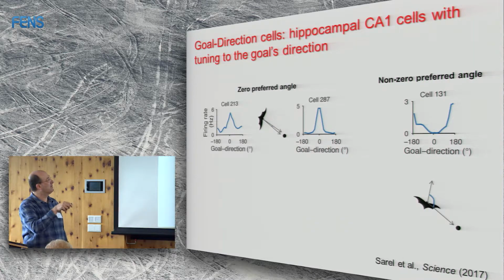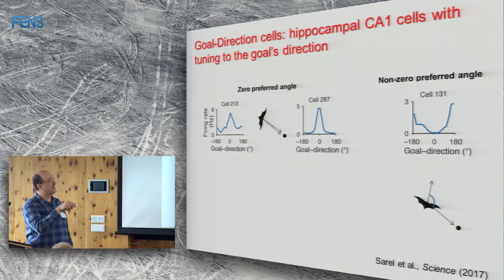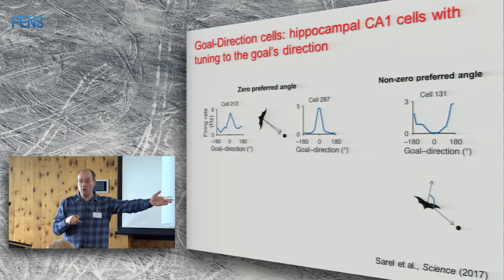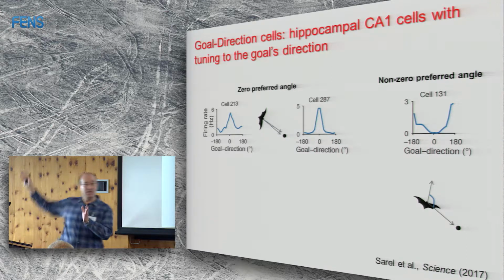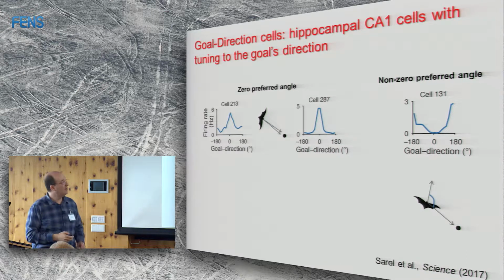These are two examples of neurons that are tuned to goal direction 0, meaning whenever the bat is flying towards the goal, the neuron is firing maximally. And here is a neuron that's also tuned to this goal direction variable, but to a non-zero angle, actually kind of to where you came from, to 180 degrees.